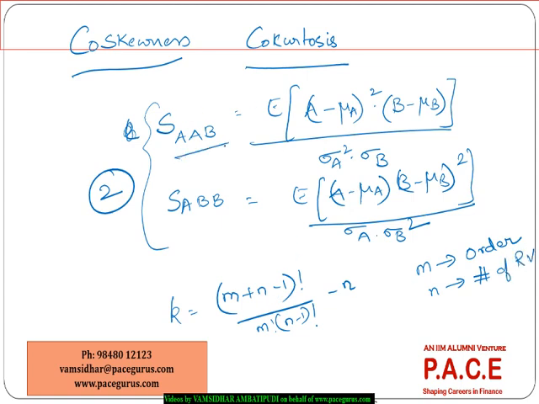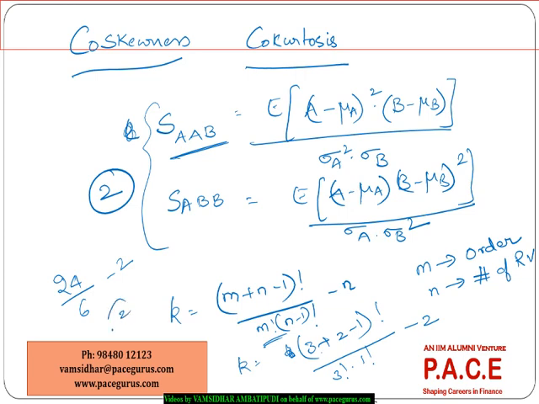So if I'm talking of A and B, there are only two random variables. So look at this. If I want the co-skewness, how many different cross-central co-skewness values am I going to get? M is 3, n is 2. 3 plus 2 minus 1 factorial, divided by m factorial, which is 3 factorial, times n minus 1 factorial, which is 1 factorial. So 3 plus 2 is 5, minus 1 is 4 factorial, which is 24, divided by 3 factorial, which is 6.